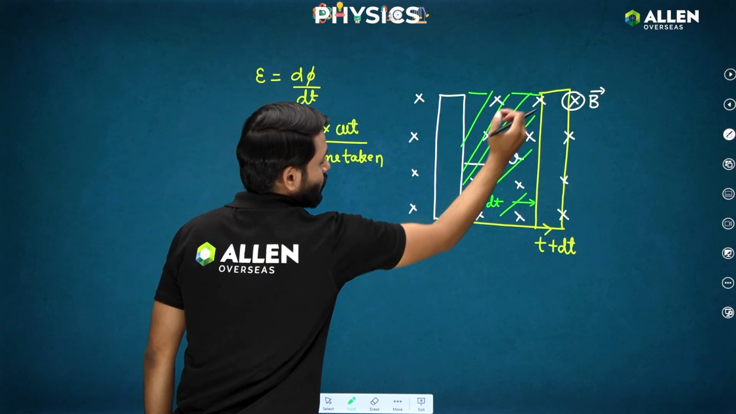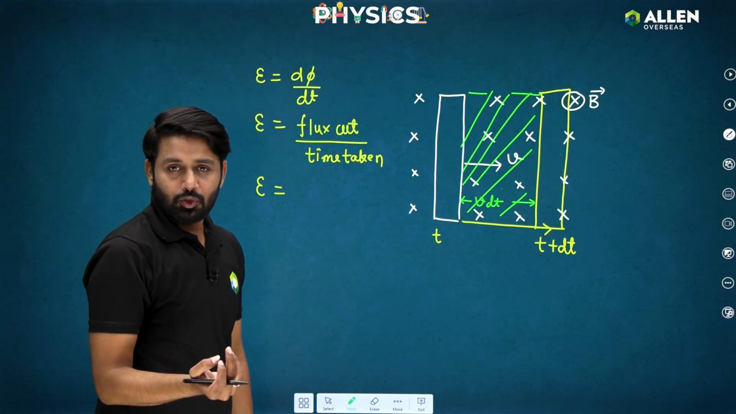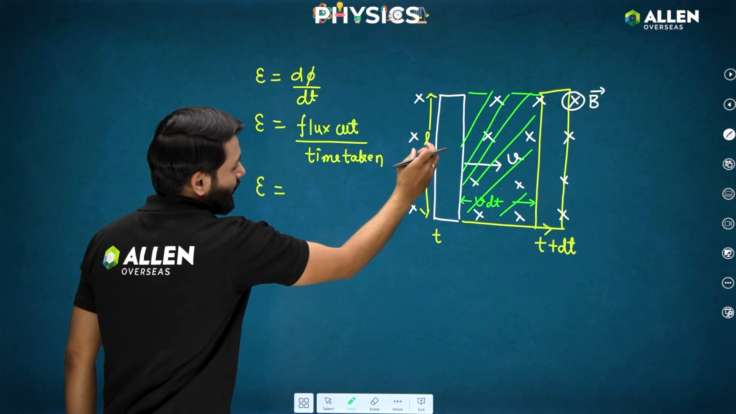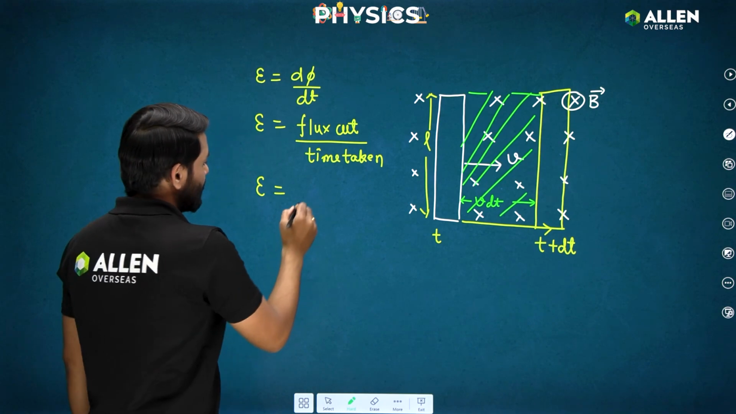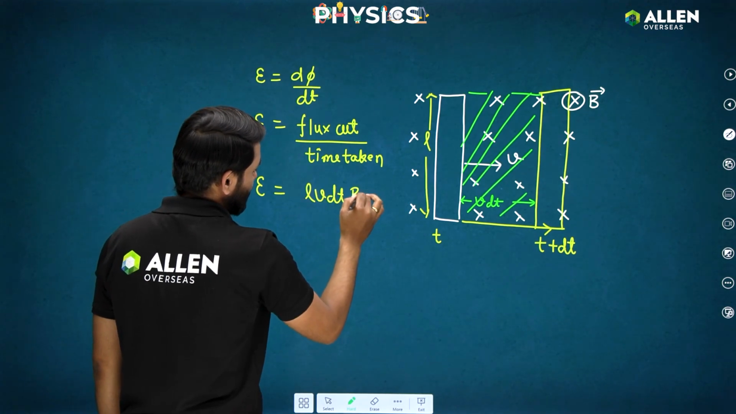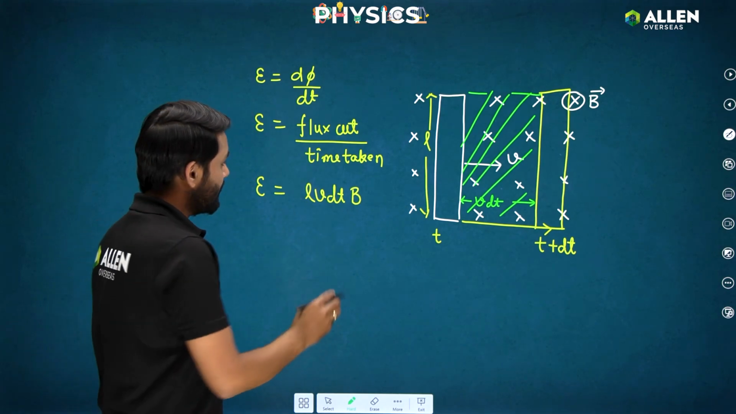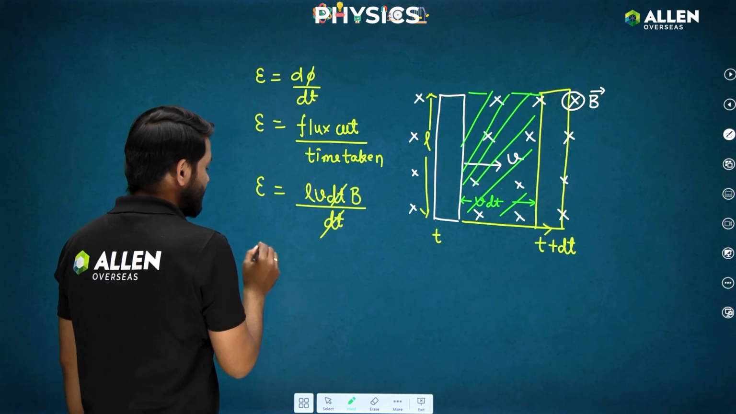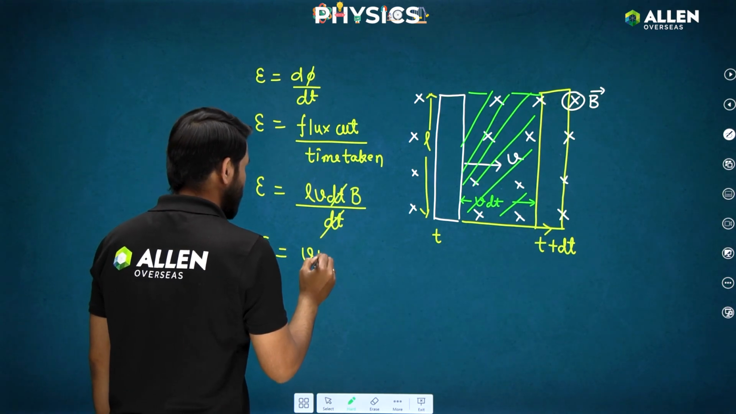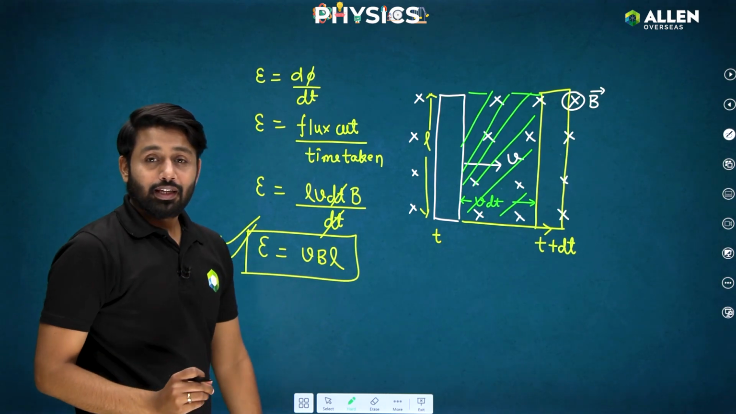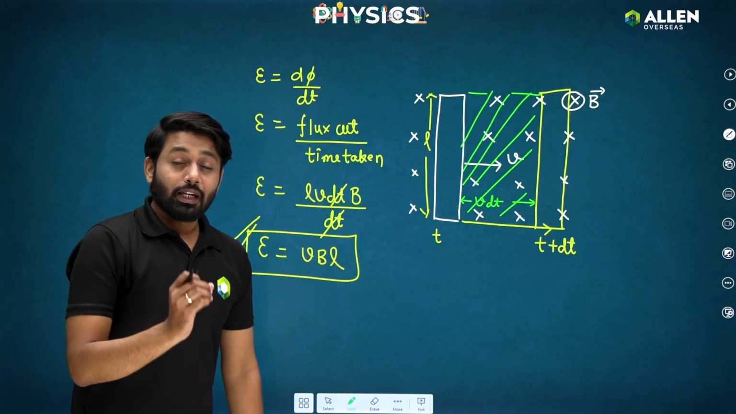This area we have to find. So area is length into breadth. Let's take this length as L. So L into v dt, and the magnetic field is B. This is our flux, divided by time. So dt cancels. So E is equal to vBL, right, students? So this is the formula by which you can find the induced EMF.